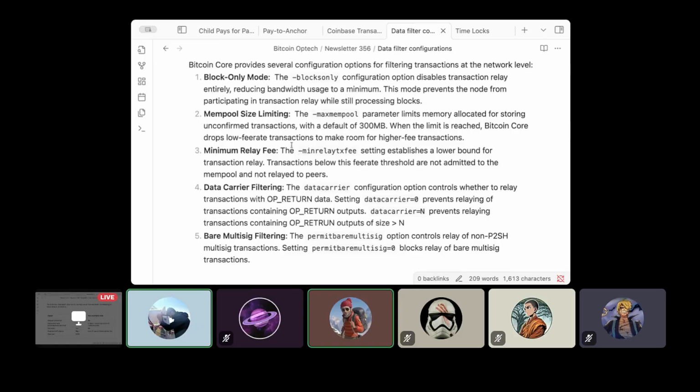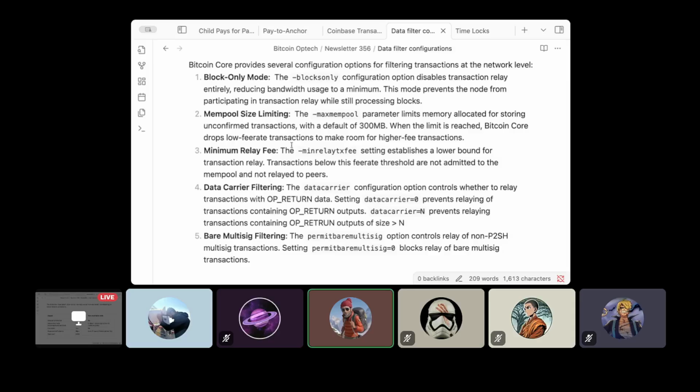Otherwise, it could have gone on for 1 hour now. Yeah, yeah. So Core itself provides a lot of options. You can go in your config, you can enable blocks only. If you put this blocksonly in your config, it completely disables transaction relaying. So you will just receive blocks, you will verify the blocks, and you will not relay any transactions.